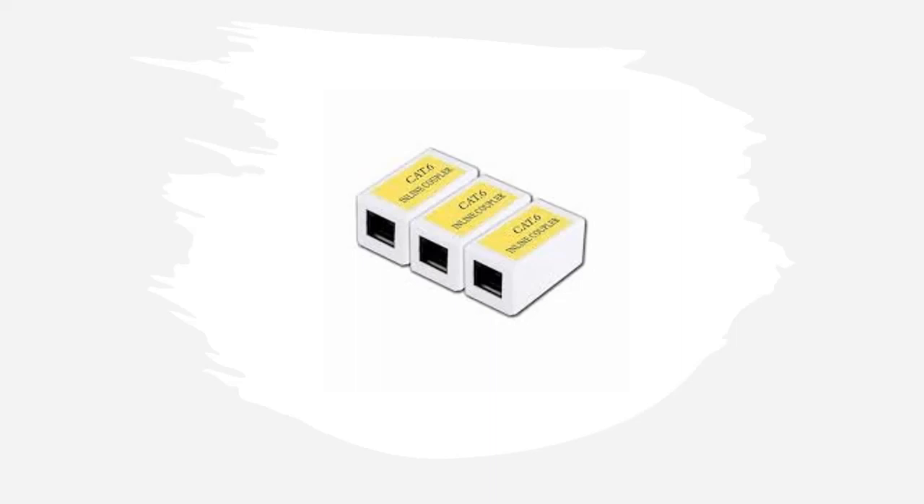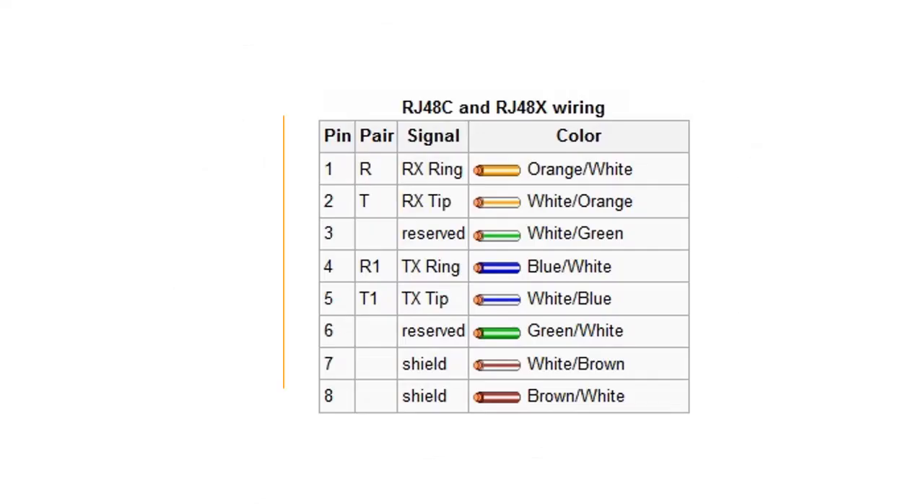Another type of connector that is similar to the RJ45 is the RJ48. The RJ48 looks very similar to the RJ45, but the difference between the two is that the RJ48 is used with shielded twisted pair cable instead of the unshielded twisted pair that's used with the RJ45. The RJ48 is primarily used with T1 lines, and it's also wired differently than the RJ45.